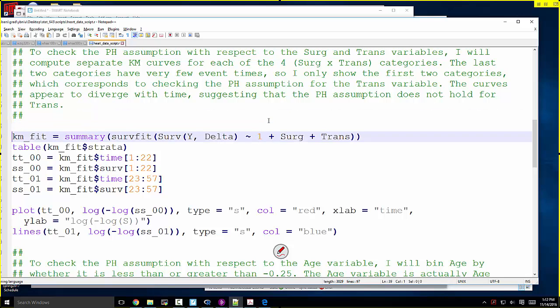So what I'm going to do is use the survfit function to fit separate Kaplan-Meier curves for each category defined by these two binary variables. If I say survfit, capital Surv, tilde, and I give it two covariates separated by a plus sign, we're going to get all four survival curves.